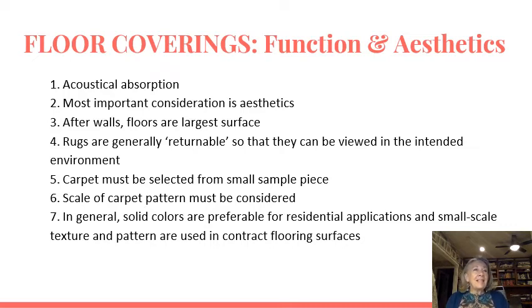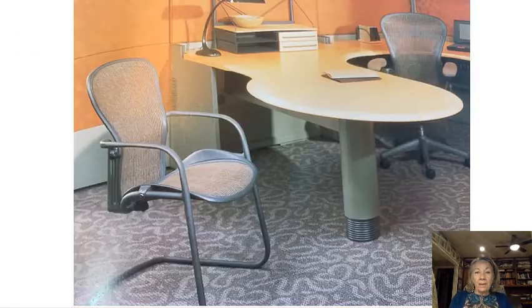Number 6, the scale of the carpet pattern must be considered. Often, most of our carpets that we use in homes don't have a pattern to it. Sometimes they have a cut design on them, but you need to make sure that the scale is going to be appropriate for the room. In general, solid colors are preferable for residential applications, and small scale texture and pattern are used in contract floor surfaces. And we'll look at an example of this in the next slide.